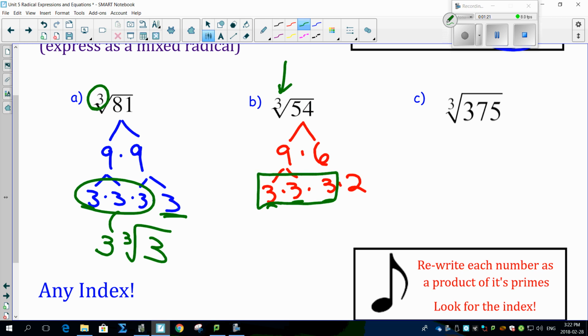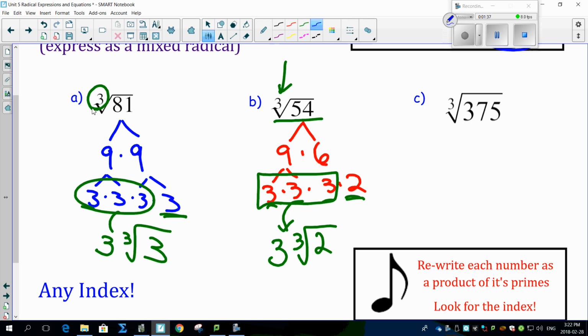And guess what? One representative out. Good for you. Leaving you with, guess what? Under the original radical, 2. Done. There you go. Getting from entire radicals into mixed radicals is not tough.